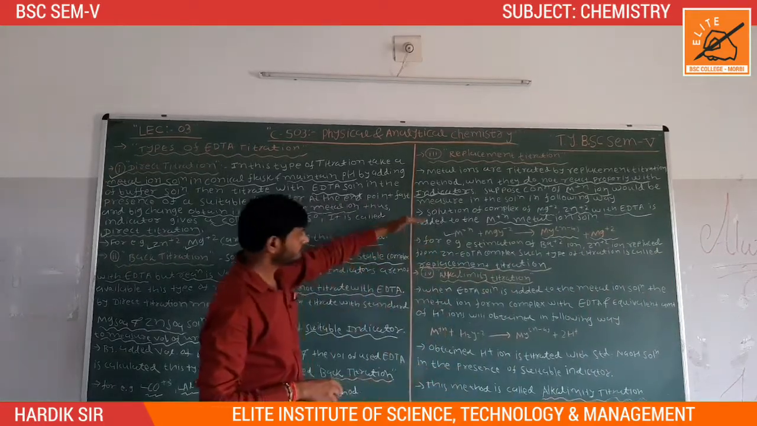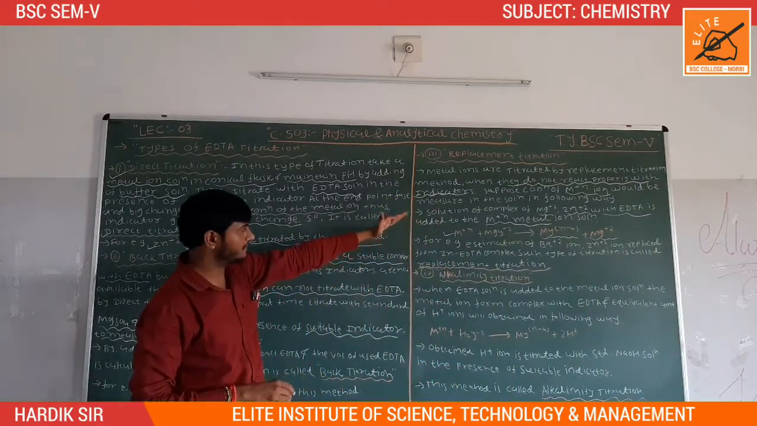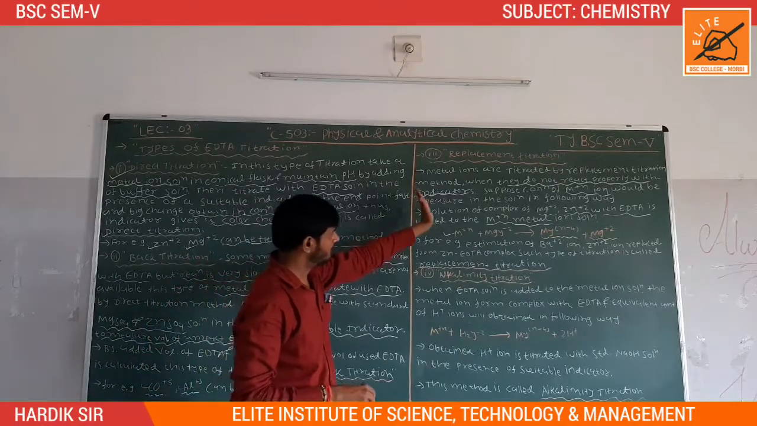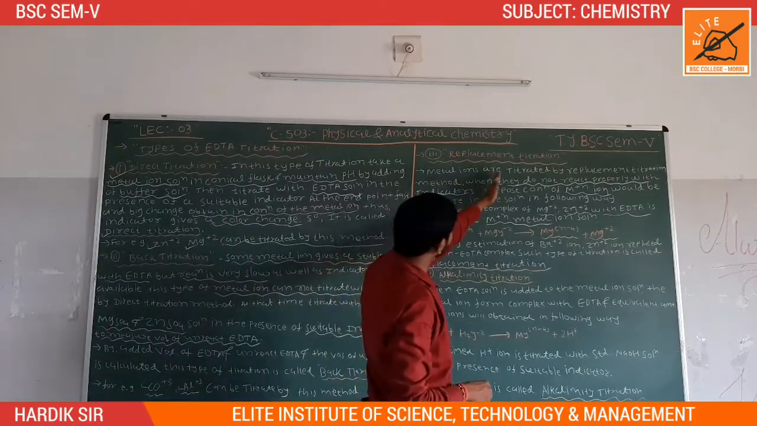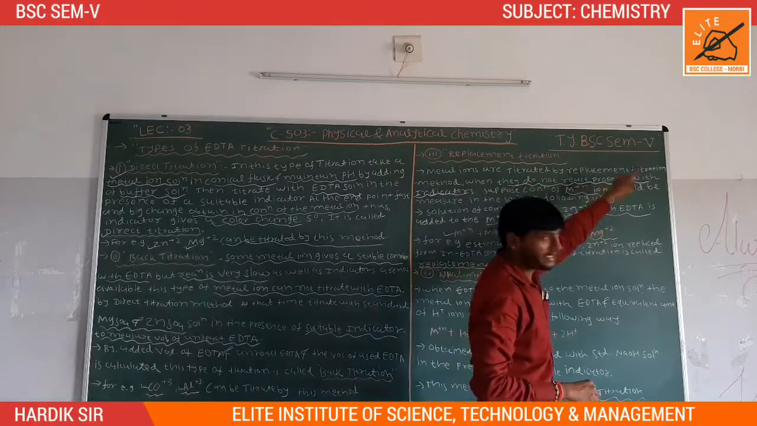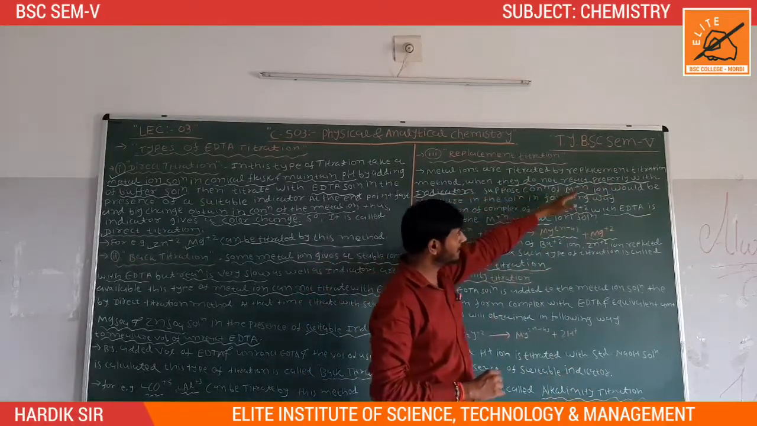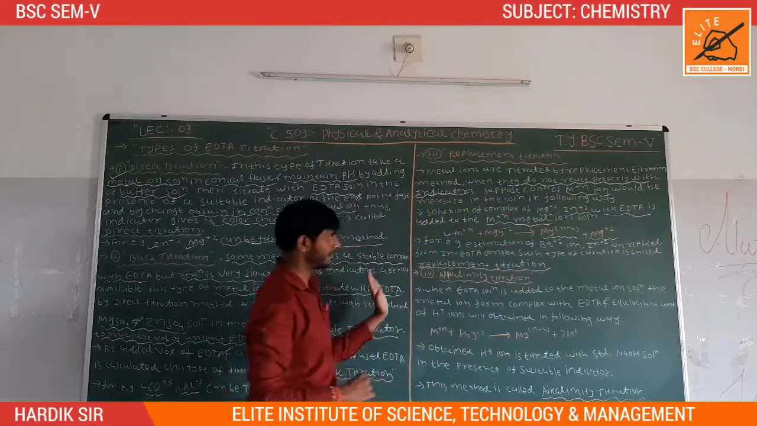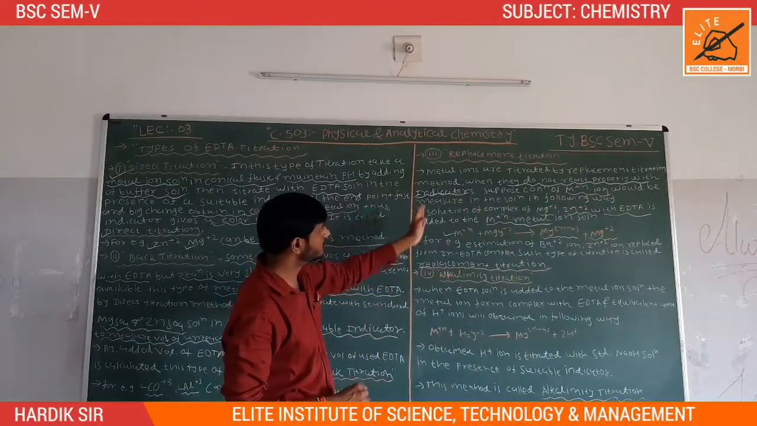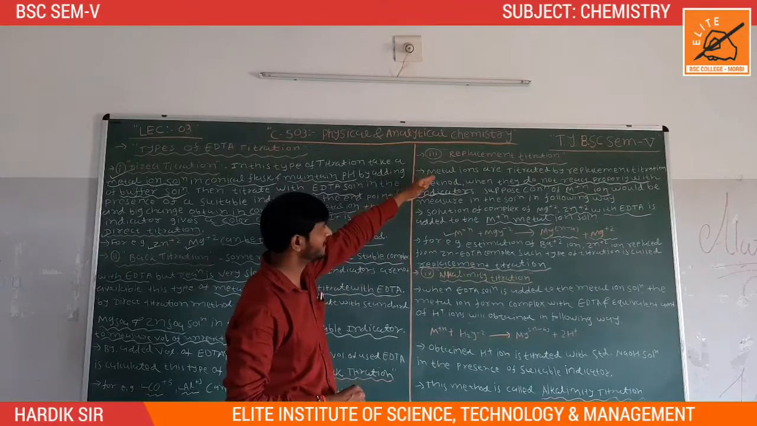So in this titration method, metal ions are titrated by the replacement titration because they do not react properly with the indicator. So we have used this method, and that is called replacement titration.